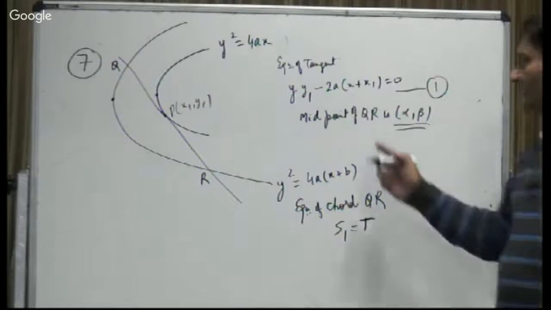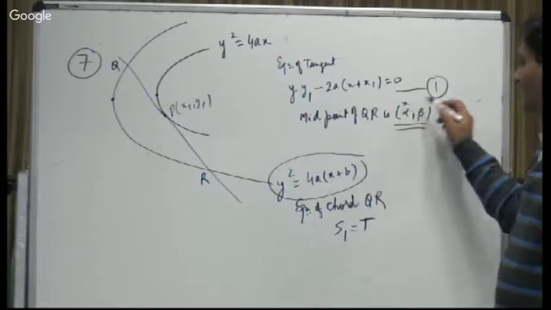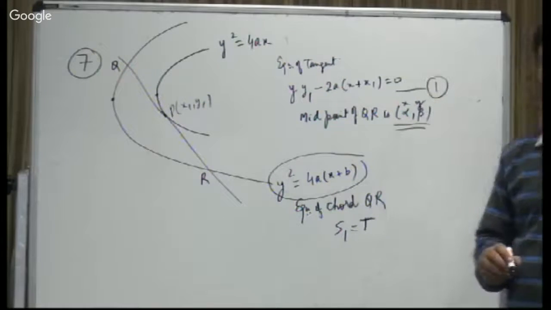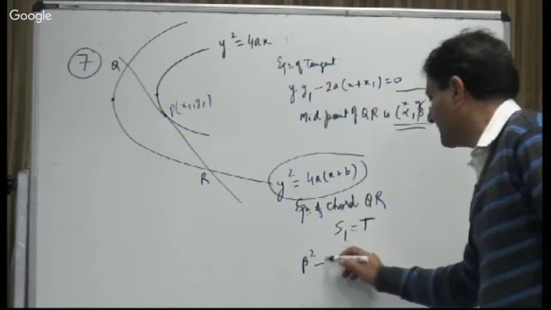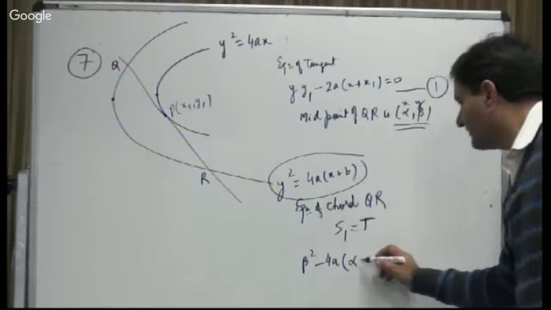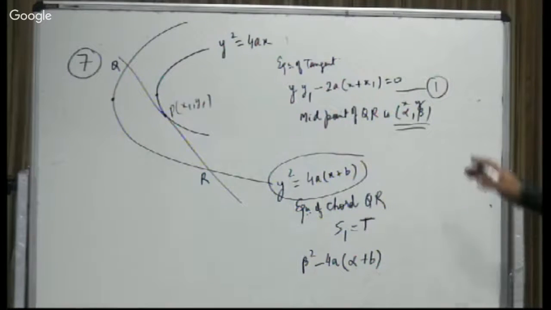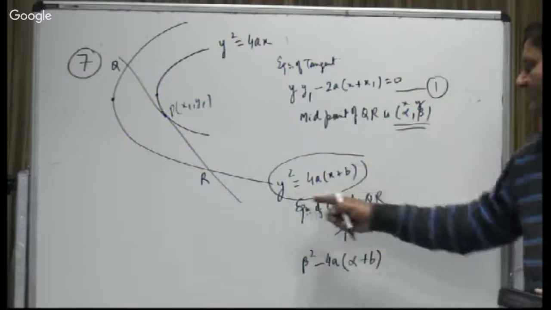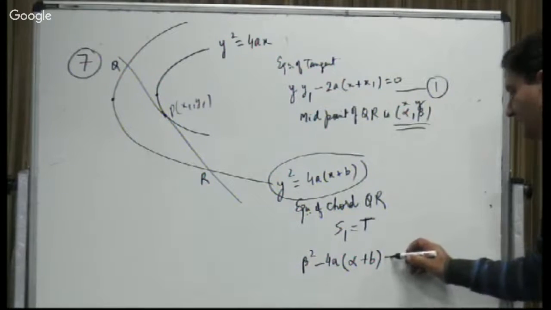What is S1? You will substitute in this equation, you will substitute alpha for x and beta for y. That is your S1. So you will get beta square minus 4a, in place of x you will write alpha, alpha plus b. Is that clear to you? S1 value. In place of y, I have written beta, and in place of x, I have written alpha. And this will be equal to T.